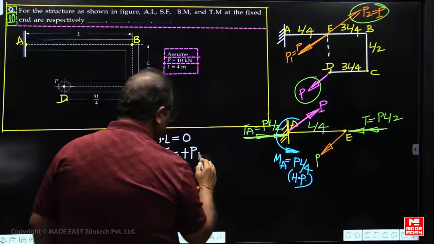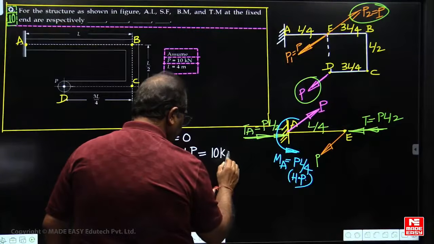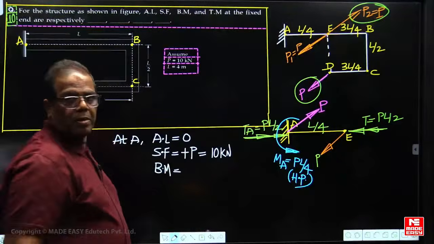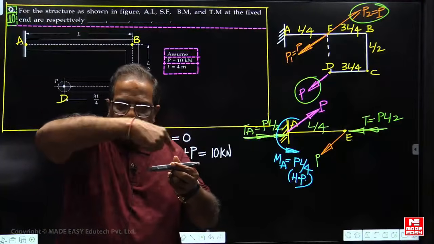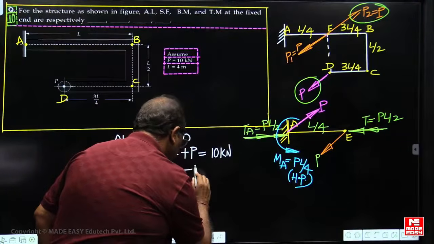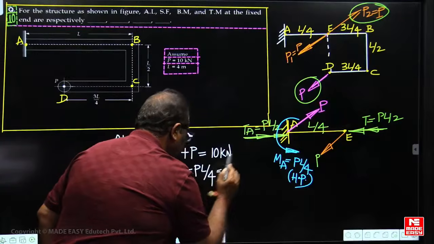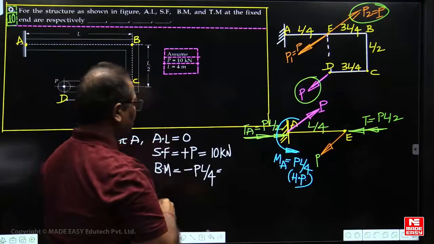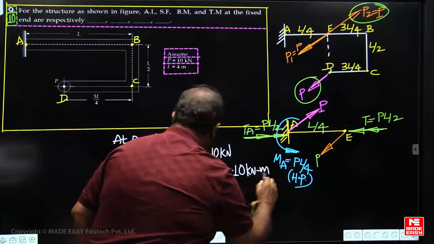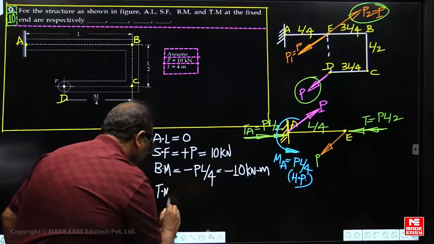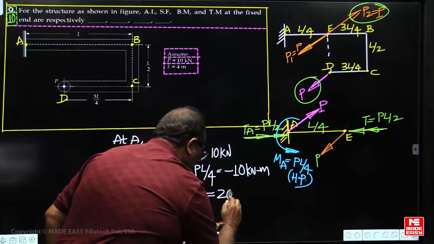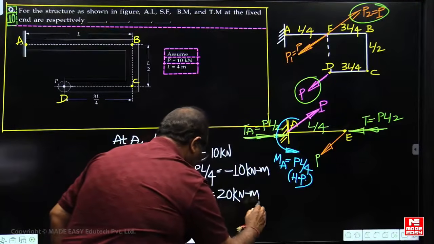But how much is the P value given in the question? Plus 10. And what is the bending moment? It is in the horizontal plane coming on the front side, front contraction is negative. So the bending moment is minus PL by 4. L value is 4, therefore this is minus 10. And the twisting moment is positive, so it is plus 20. So these are the answers for the question.